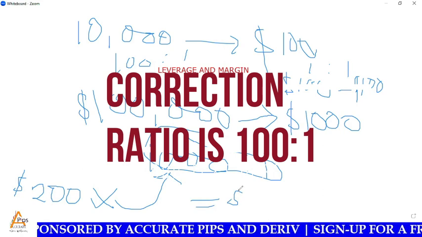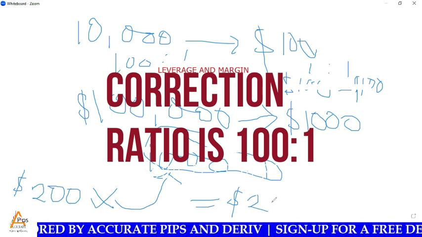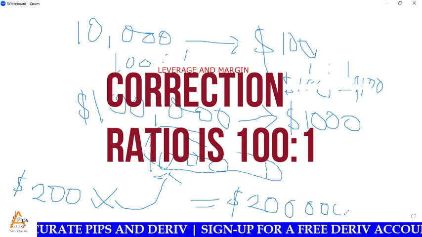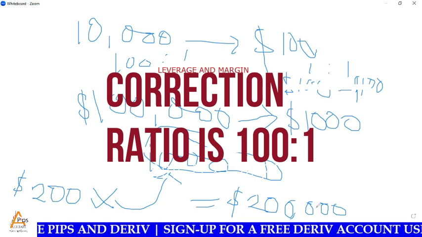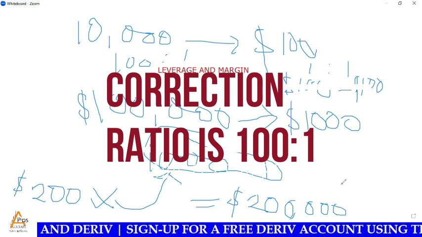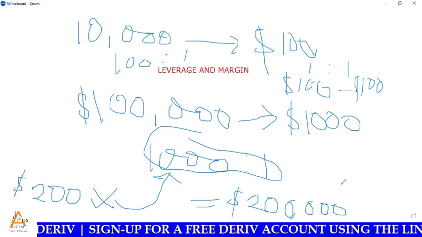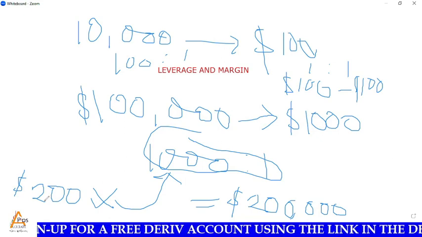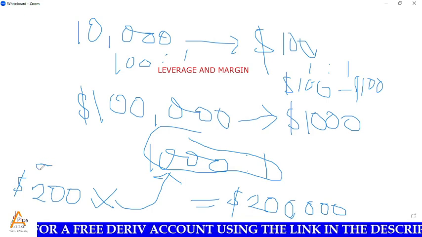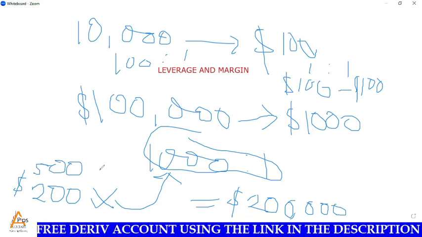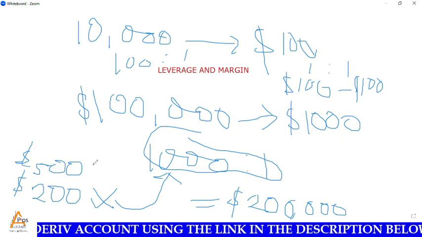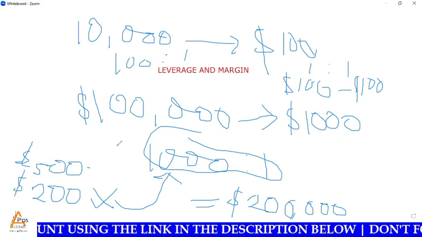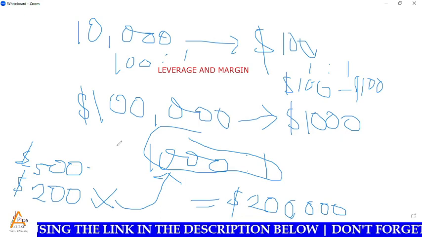A $200,000 account in terms of leverage. In terms of leverage, you will be able to control a position size of $200,000. So if, let's say, here was to be $500, it means you'll be controlling a position size of $5,000. All right. So that is how simple it is to calculate your leverage.